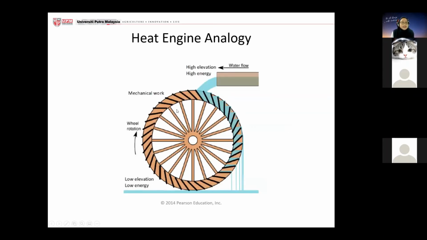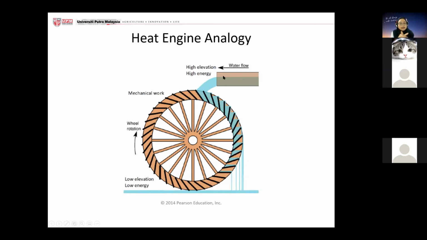So the analogy is like this. You have a situation where this is a water wheel, by the way. Water wheel, tempat yang tinggi. The water is from a higher elevation, so this is considered higher energy. Kenapa? Sebab it's elevated, so potential energy. I hope you can still remember that. Elevation potential energy is high, so you can look at that as a state where the energy is the highest in this system.